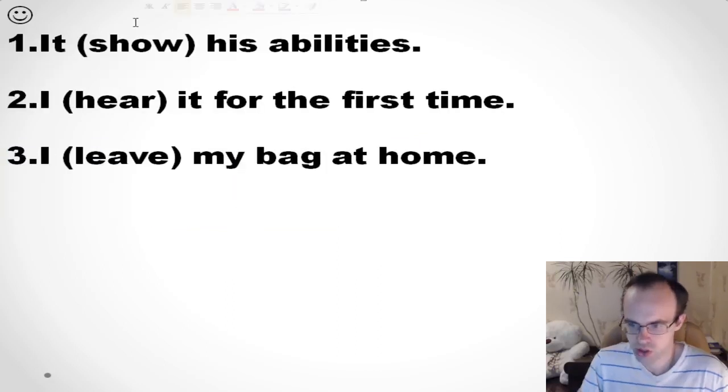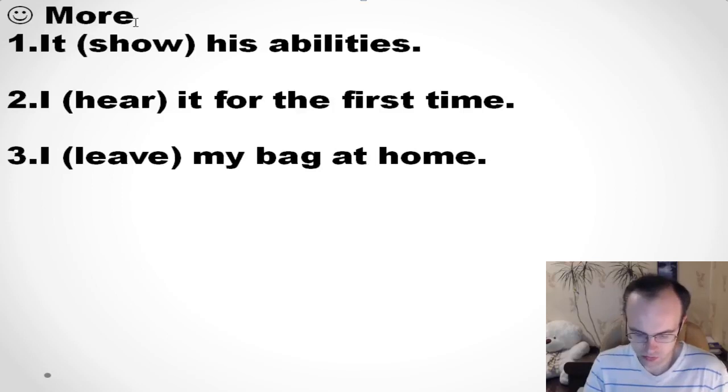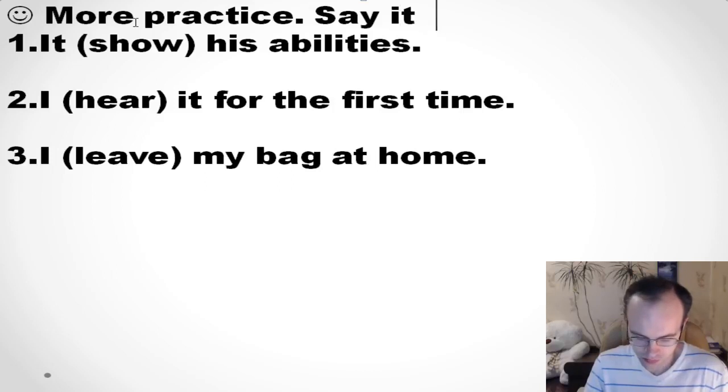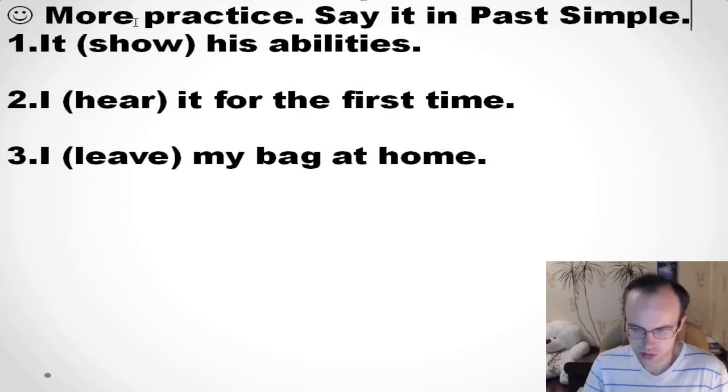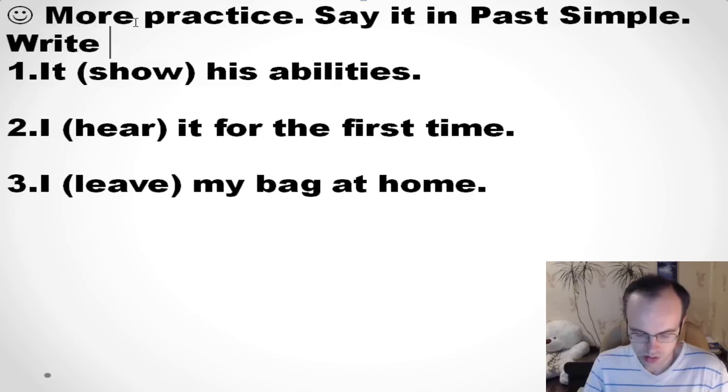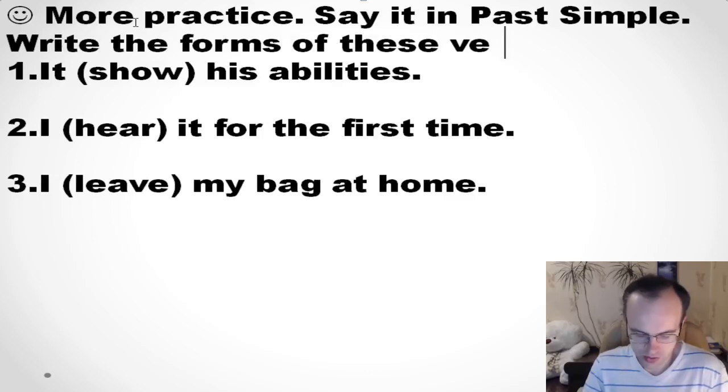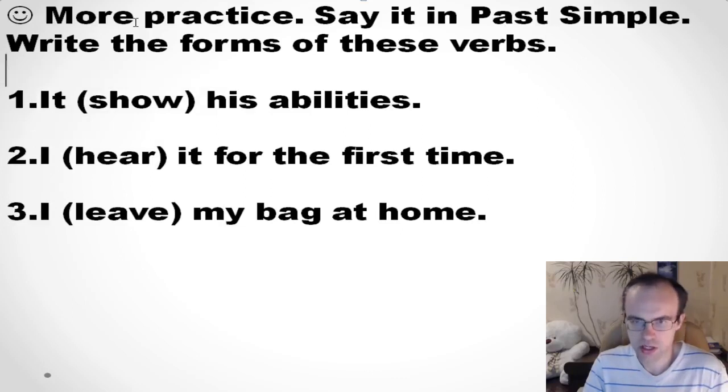Okay, my friend, more practice for you. Say it in past simple. Write the forms of these verbs. Okay? It show his abilities.